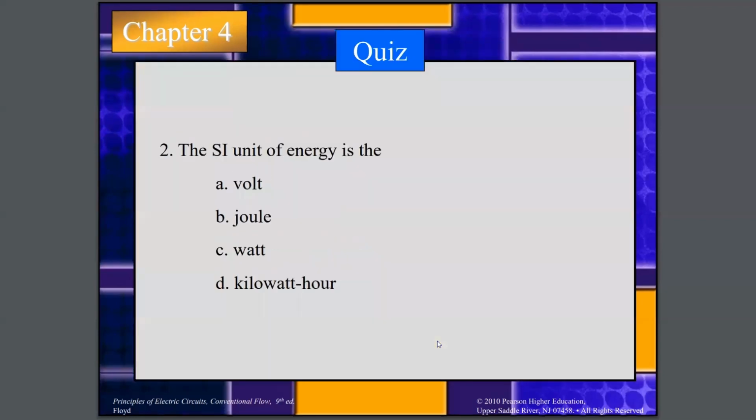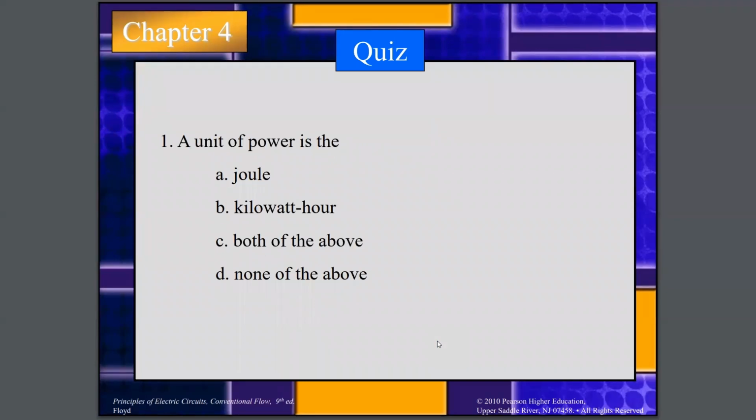Let's go over the quiz quickly. The SI unit of power is, again, we said that the unit for power is the watt, right? We said that the unit for energy is the joule, and also we can have the kilowatt hour as a unit for energy, but the unit for power is the watt, right?